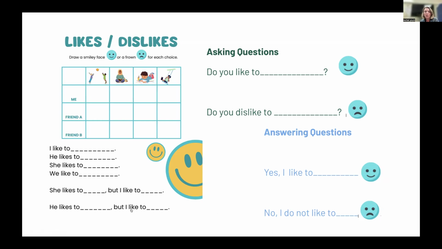So that's All Are Welcome Here. How many of you are familiar with that book or use that book already? A few of you. I like it.